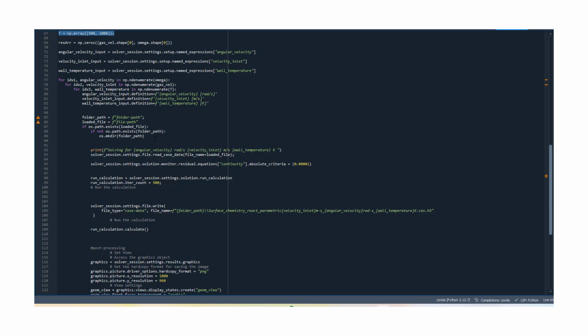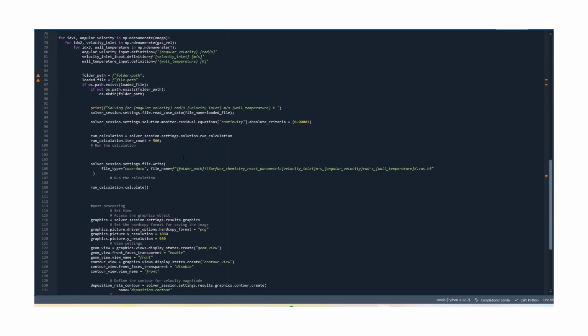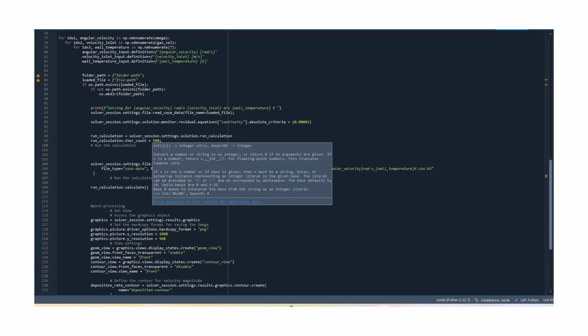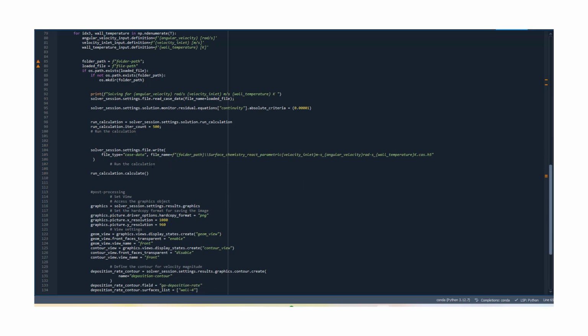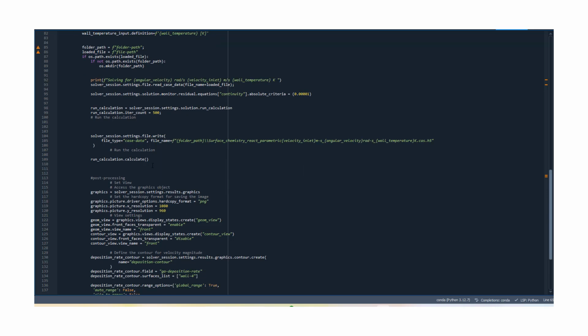Then I load a previous model that I had run before, and I use that as my initialization point with new modified input parameters, and then I run that for, say, 500 iterations as an example. Afterwards I'm able to calculate and run the calculations for 500 iterations. I can also control the criteria for continuity, here set to 1e-5.